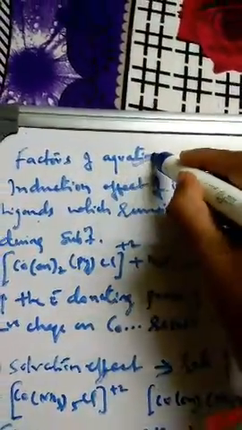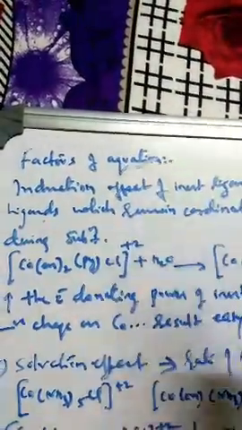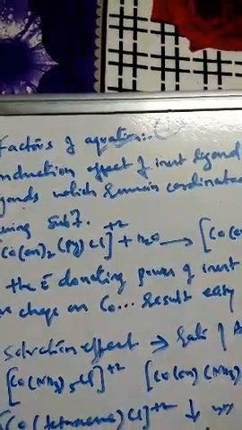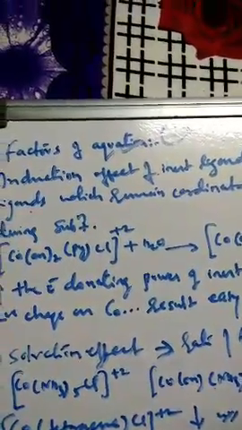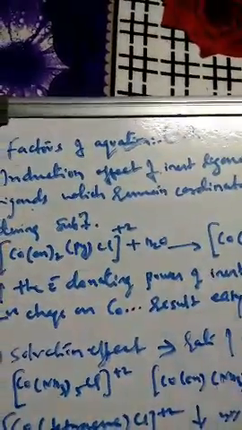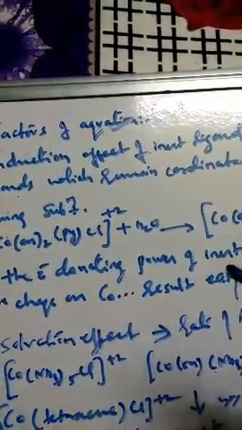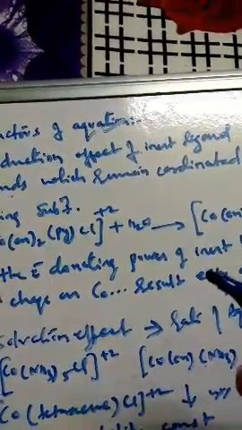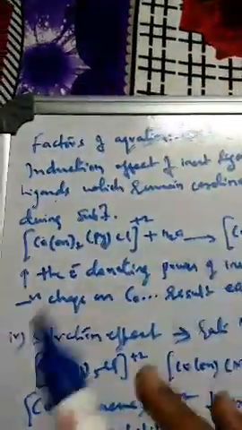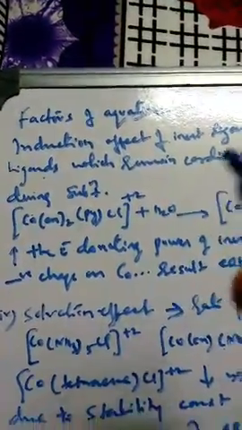In the last class we discussed the factors affecting the rate of substitution. The first factor we learned is the charge on the substrate. Increasing the positive charge on the reacting species decreases the rate of substitution. This was the first factor we learned in the last video.